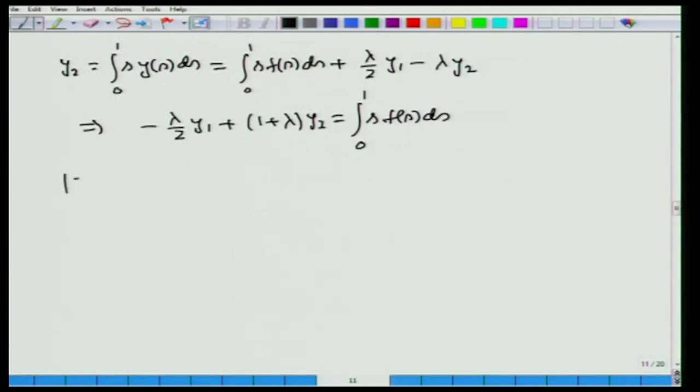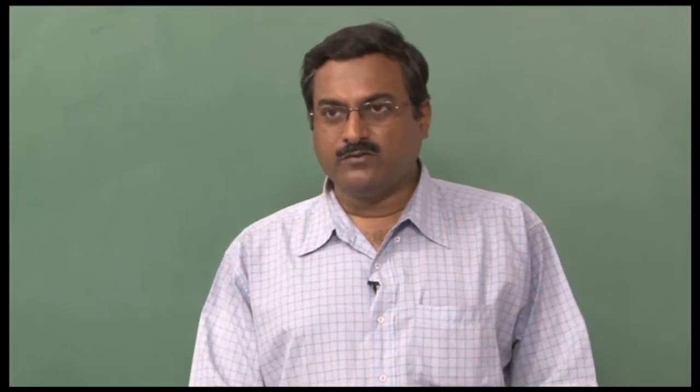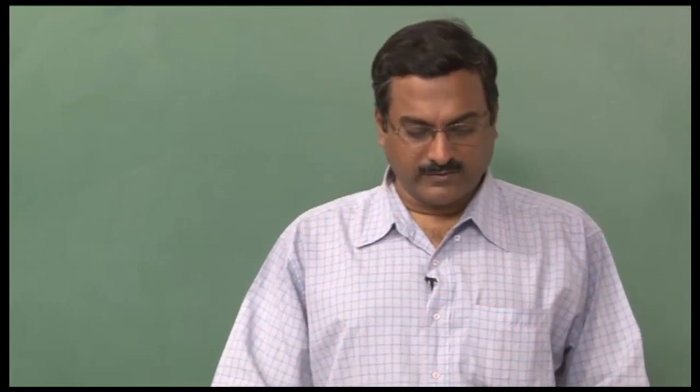And therefore, the determinant, that is I2 minus lambda A, a 2 cross 2, is equal to the determinant with rows 1 minus lambda, 3 by 2 lambda, then minus lambda by 2 and 1 plus lambda. After simplification it comes out to be 1 by 4 (4 minus lambda square). So, in this case we can say that a unique solution exists whenever lambda is not equal to plus minus 2. If lambda is not equal to plus minus 2, whether f(x) equals 0 or f(x) is not equal to 0, we can find a unique solution for the given Fredholm integral equation.